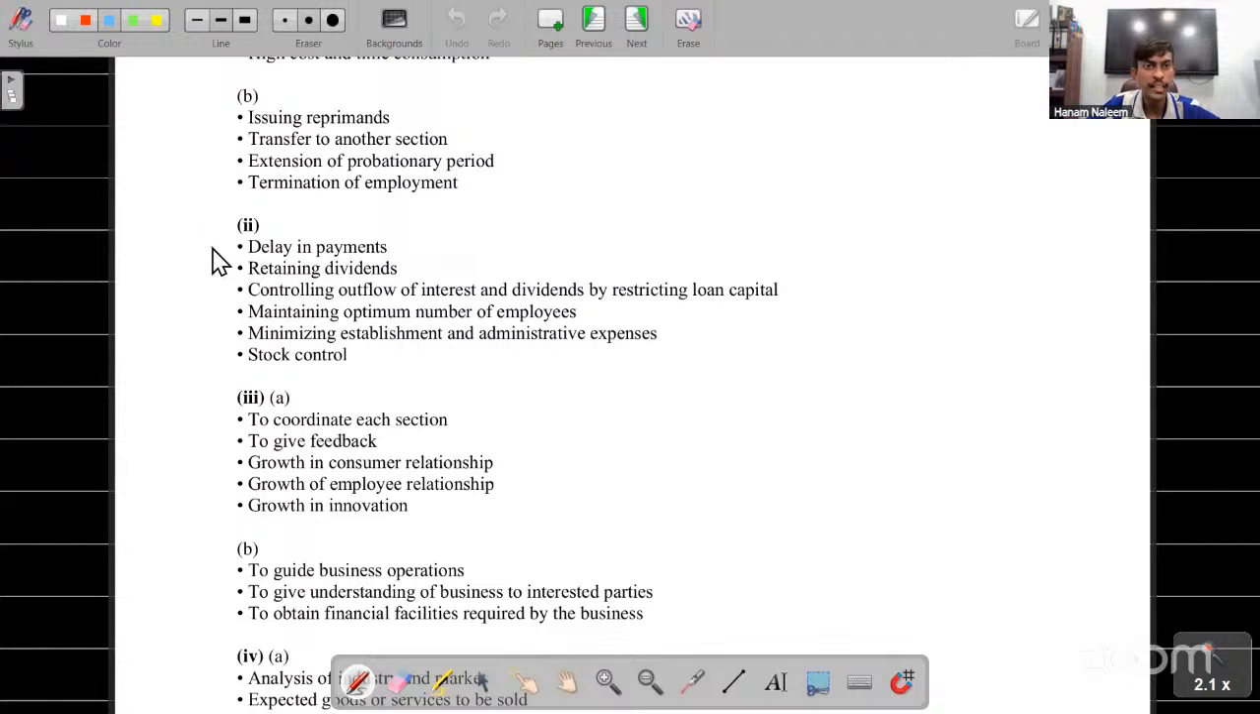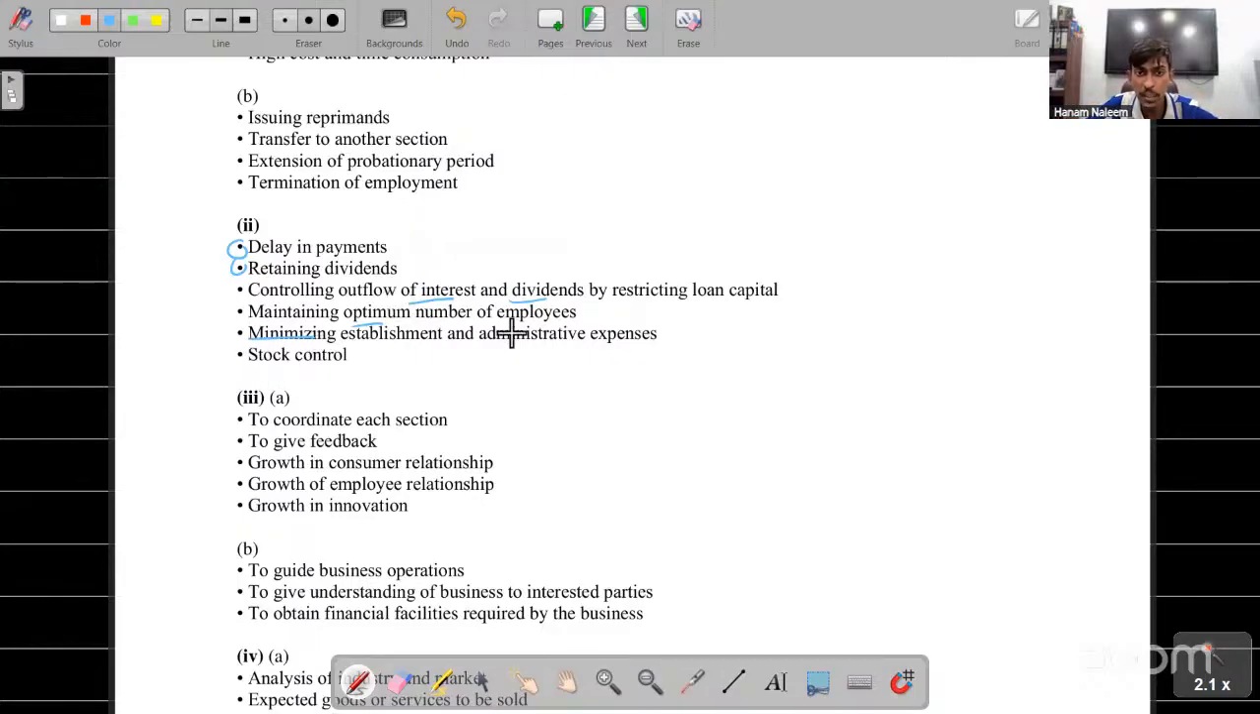See here, delay in payments. What does delay in payments mean? Accruals. If you don't pay the expenses, the money doesn't go out. Then retaining dividends: don't pay dividends, keep on hold. You have to control the outflow of interest and dividends. Also maintaining an optimum number of employees, not the maximum. Don't have many employees, because when you have many employees, you have to pay more salaries. Have a good count of employees.